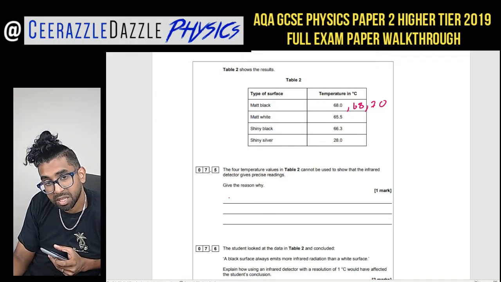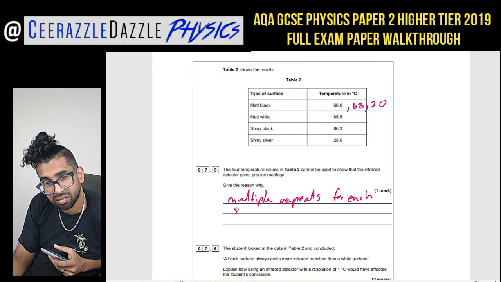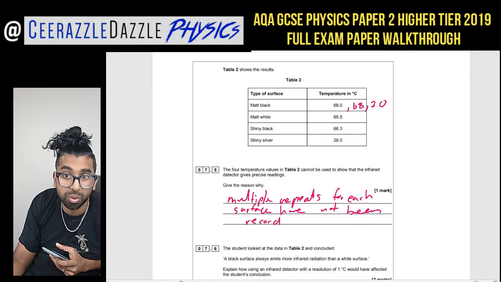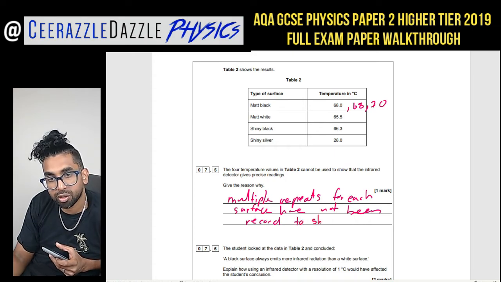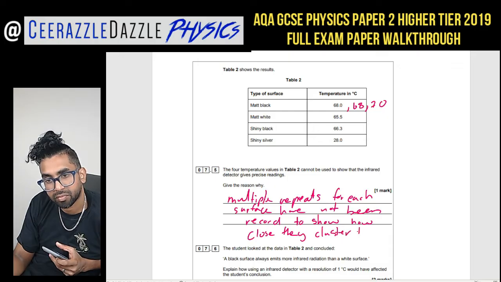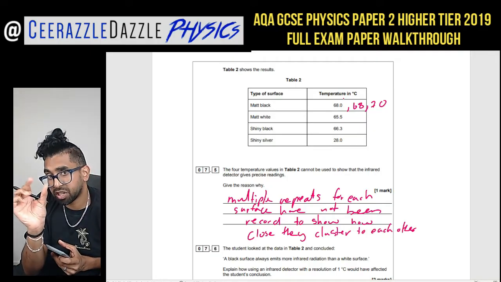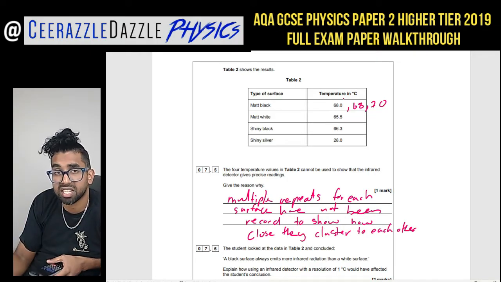So again, the reason why is because multiple repeats for each surface have not been recorded. So look, multiple repeats of each surface have not been recorded. So you need to do multiple measurements of each one to show how close they cluster to each other. So guys, from here, you want all the repeat values to be close together. Therefore, it will tell you if it's going to be a precise set of measurements.